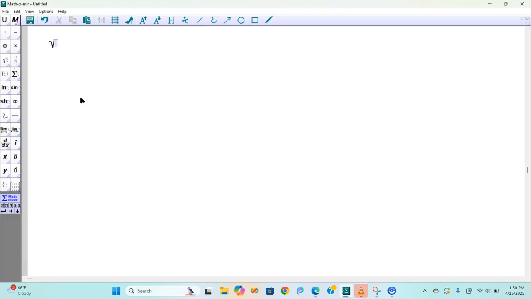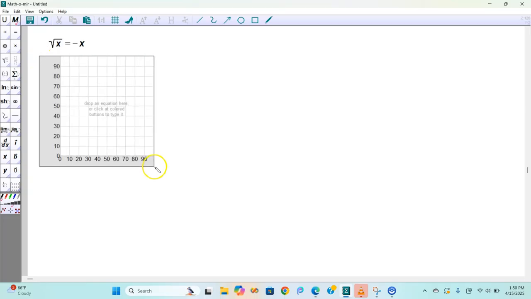Okay. So I have the root of x equals negative x. So this is an equation. Let's graph this first stage and pick out something important. So let's say I do the root of x on one side, and I'm going to do the negative x on the other side. And now take a look.